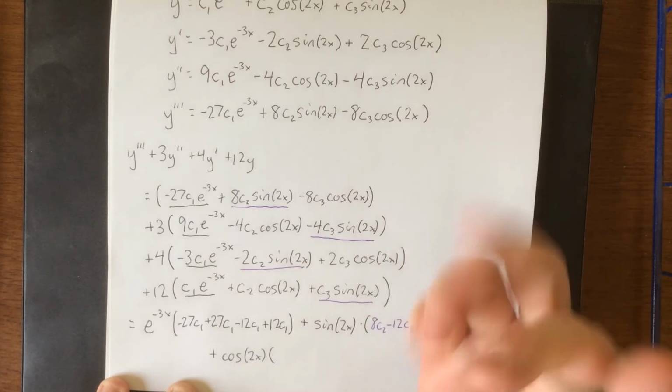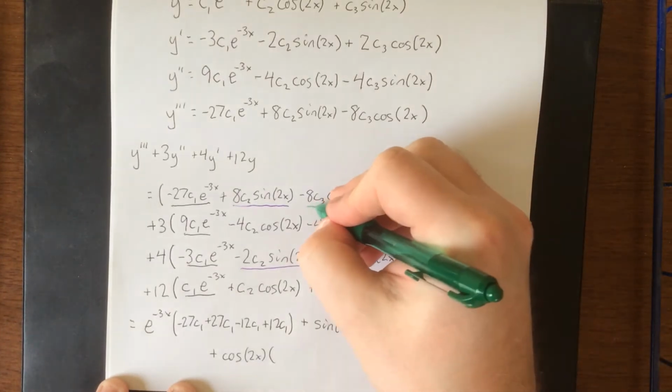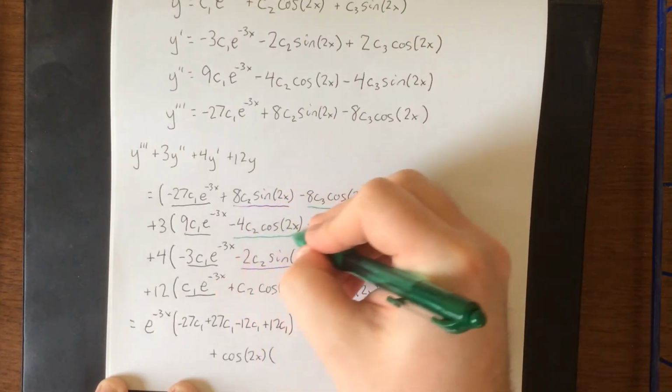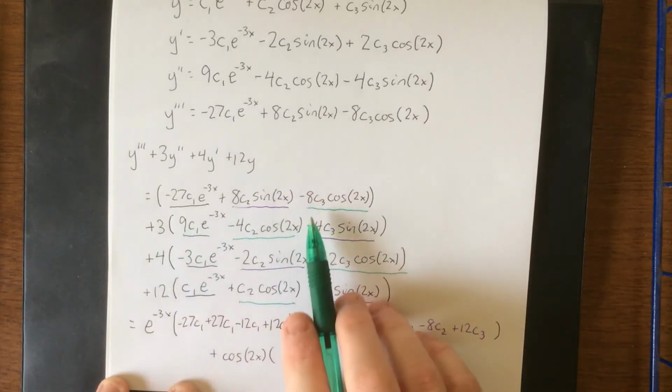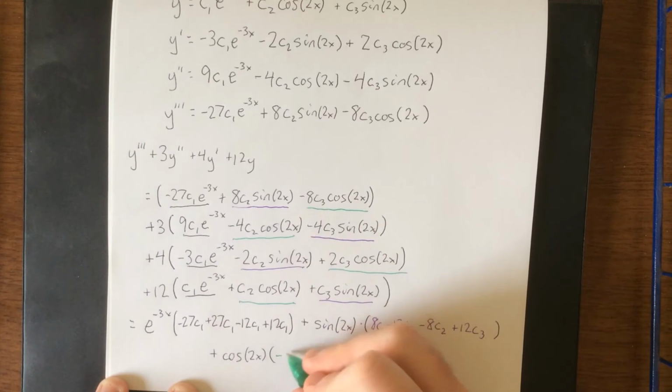And we'll go ahead and switch over to green for the cosines. So I'll get a cosine here, cosine here, cosine here, cosine here. From the top line, we have negative 8c3.